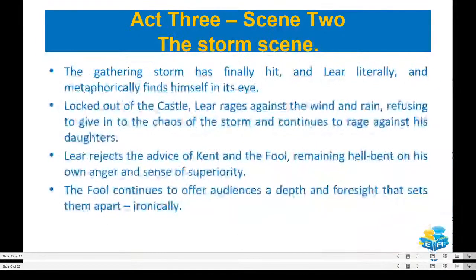It's probably the most iconic, or at least a scene that really stands out for the audience. So, the gathering storm has finally hit, and Lear literally and metaphorically finds himself in the eye of the storm. Locked out of his own castle, Lear rages against the wind and rain. He's refusing to give in to the chaos of the storm, and he continues to rage against his daughters.